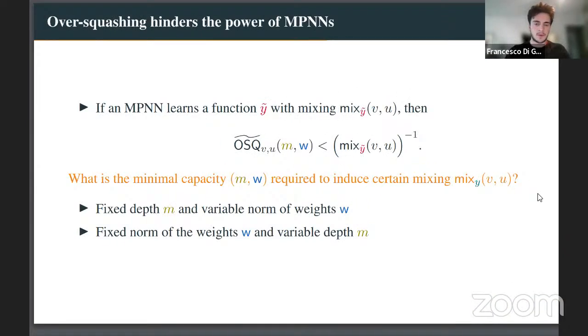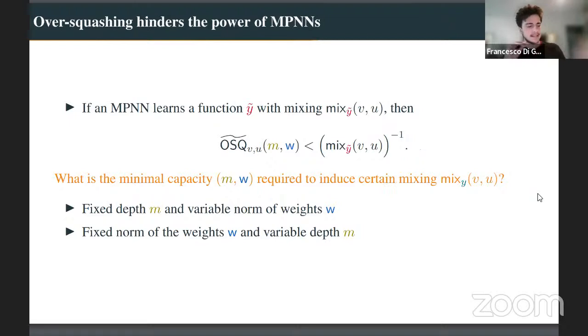Okay, so where we were here, right? I think this is the slide that is sort of key in terms of understanding the whole strategy, the whole approach. First of all, we have our definition of oversquashing and our characterization of the proxy of oversquashing. A very simple consequence is that if we have a message passing neural network that learns a function y tilde with a certain mixing, then the following inequality has to be satisfied. In other words, a necessary condition for your model to learn a function with a certain mixing is that this inequality has to be satisfied.